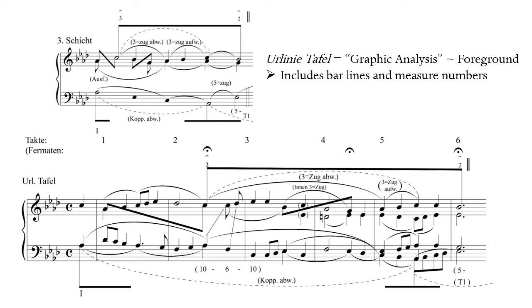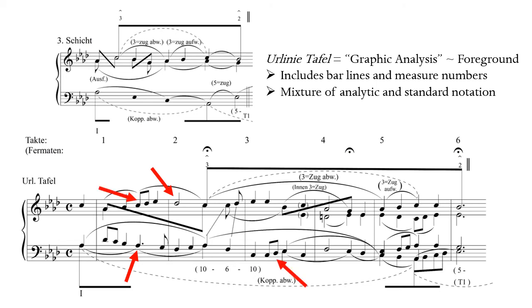Second, Schenker uses a mixture of analytic and standard notation at the foreground level. Notice, for instance, the use of dotted rhythms, open note heads that are actually representing half-note durations, and beams that actually represent eighth-note durations. It's as if Schenker has taken the analytic notation of his closest middle ground level and has overlaid it on top of the standard notation of Bach's score.